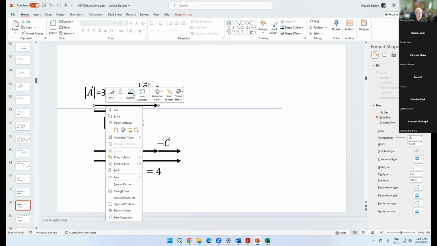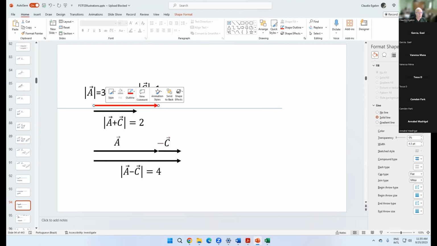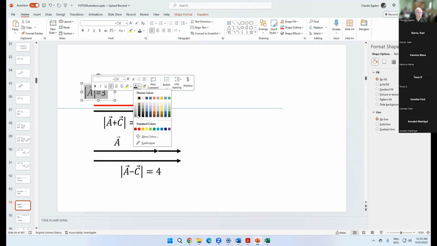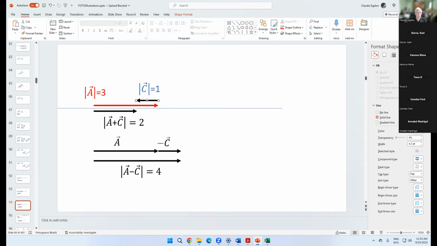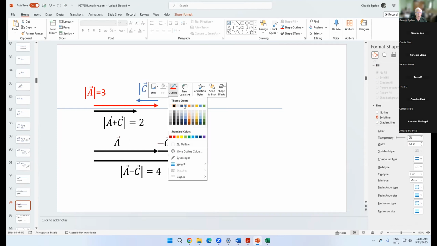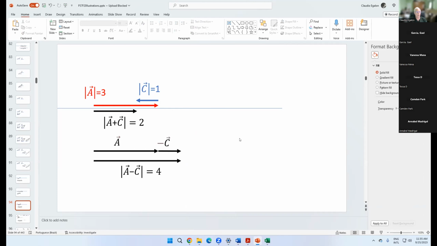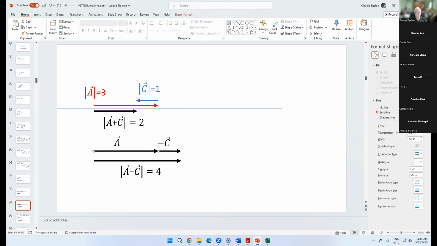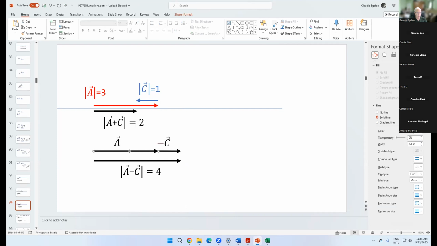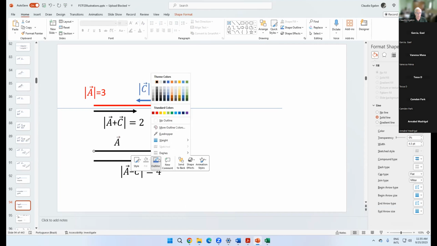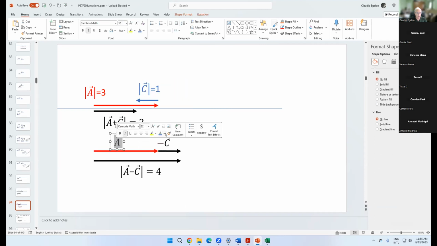I'm going to put that in different colors so you can distinguish better. That's red, right? This one I'm going to put in blue. So now it's more clear, right? Red, and blue.